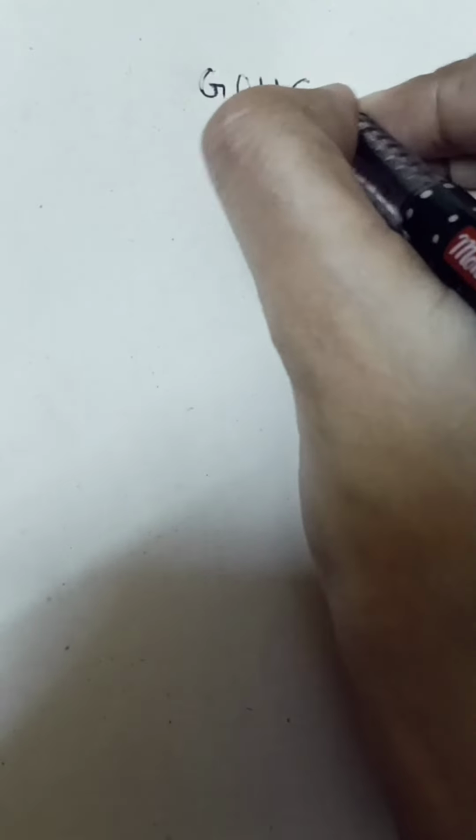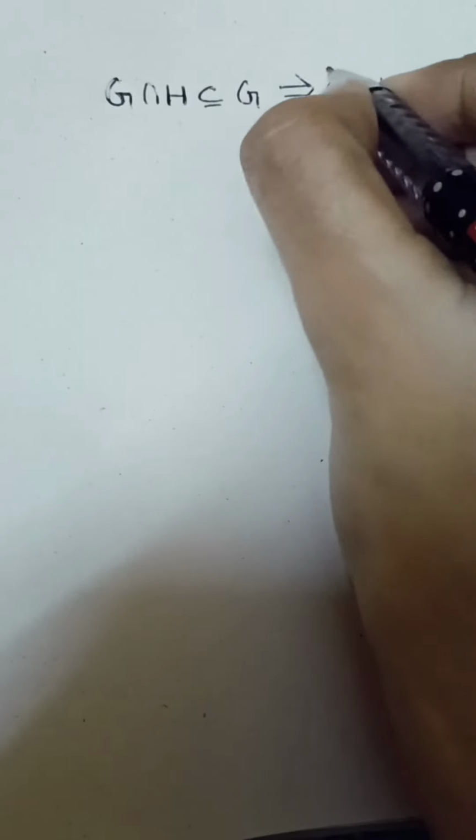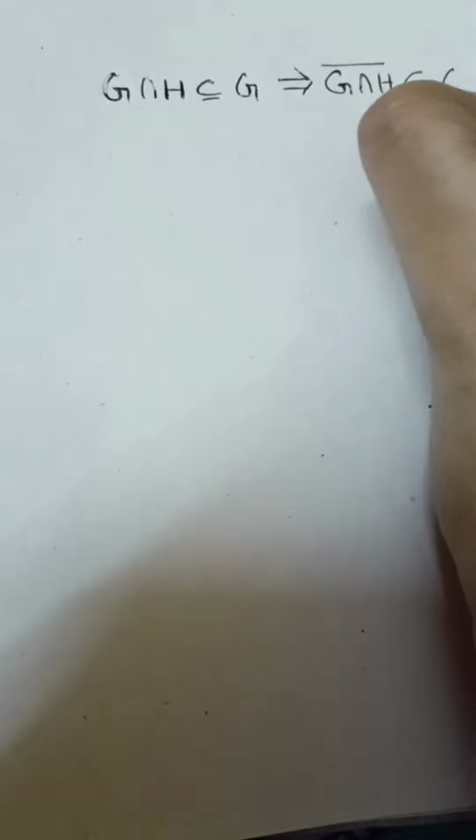So, for the first part, we know that for any sets G and H, G intersection H is a subset of G. So, the closure of G intersection H is a subset of the closure of G.